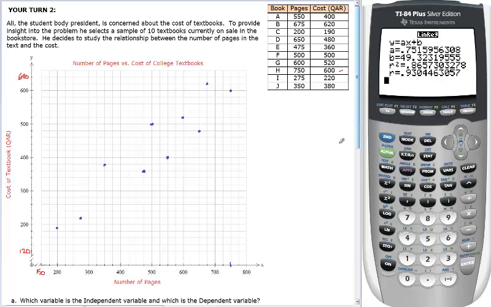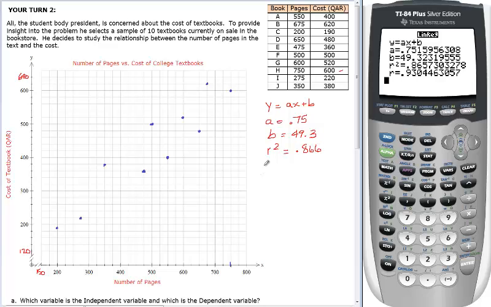Okay, now let's write these things down right away. So we can see the regression equation, of course, is y equals ax plus b. We know a is the slope, and let's round to 2 decimal places. So a is 0.75. The y-intercept b is 49.3. That's good, 49.3. R squared we're going to need for later. That's the coefficient of determination, and that's 0.866. We'll go to 3 decimal places, and the correlation coefficient, Pearson's R, is 0.93. So we'll jot those down so you don't have to go back to that screen again.